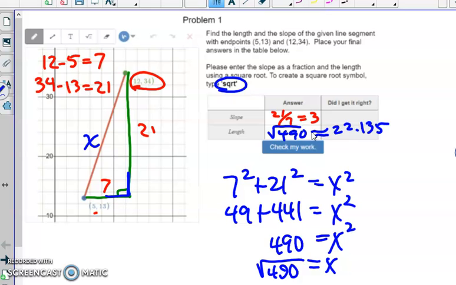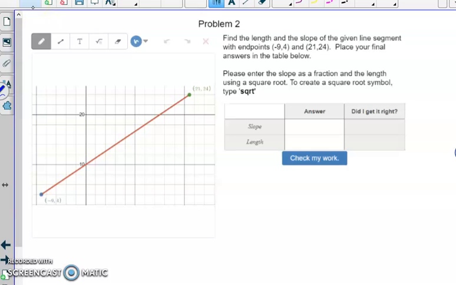All right, so moving on to the next problem. Again, hopefully the slope is finished. We drew the slope triangle and found the slope. If you go ahead and find the length of the segment, and then turn the video on when you're ready to talk about problem number 2.